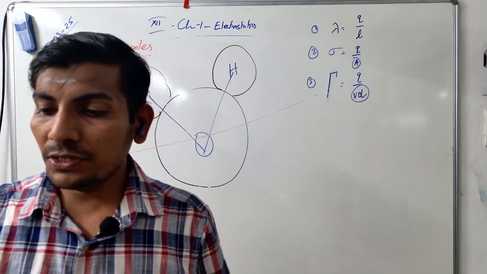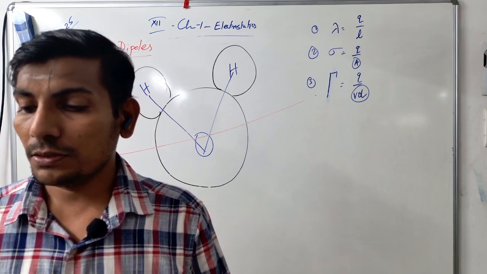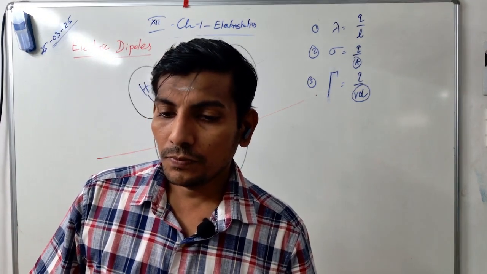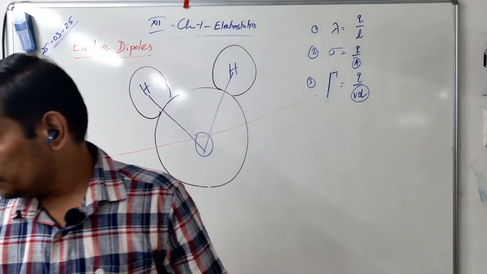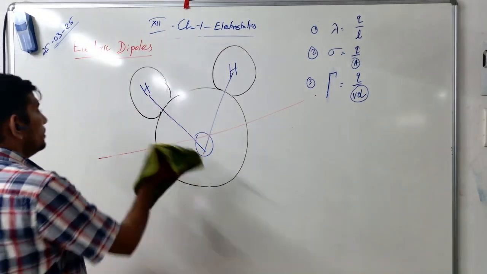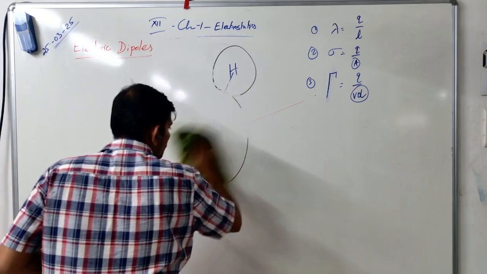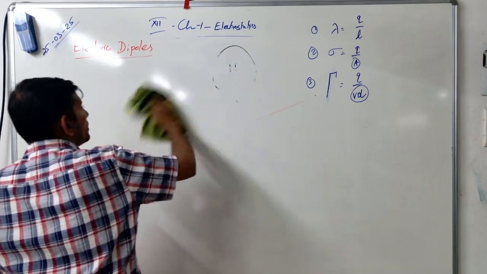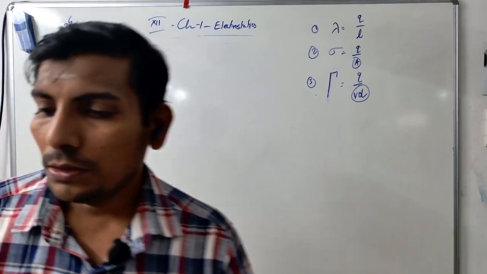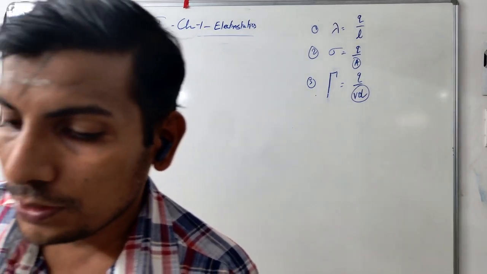Two equal and opposite charges separated by a very small distance form an electric dipole. The center of mass of these two charges should not overlap.